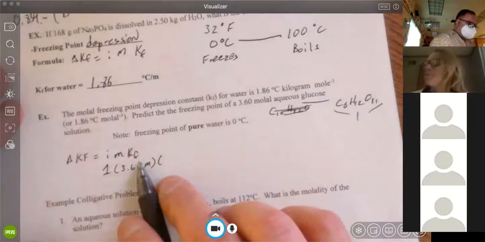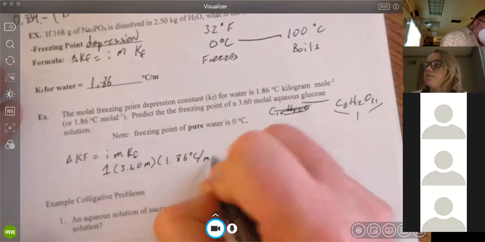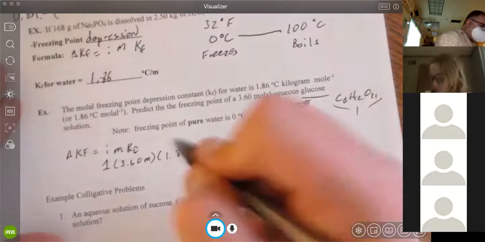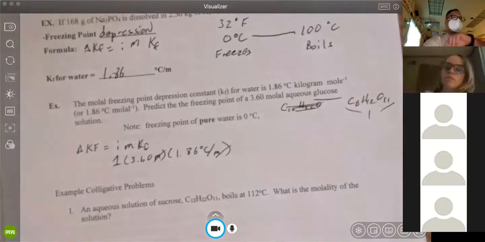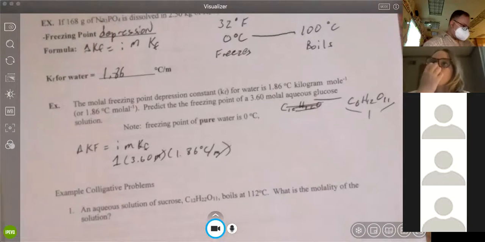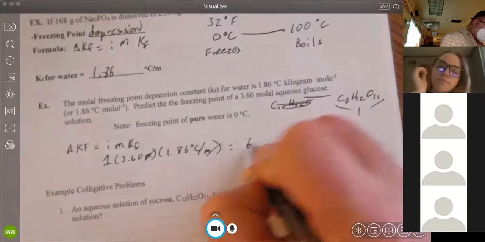The Kf is 1.86 degrees Celsius per molal. Again, notice that the molality cancels out. 1 times 3.6 times 1.86. The answer is 6.696.